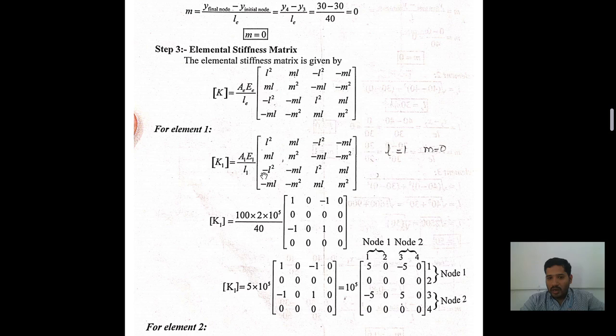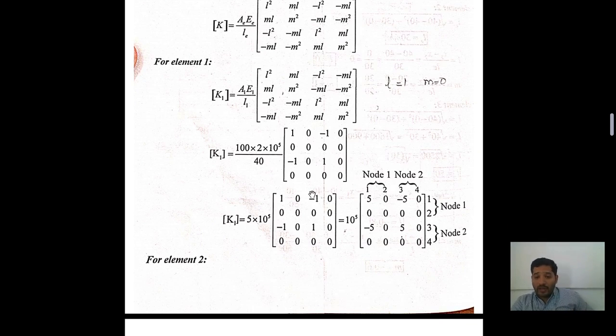Clear? This is over. Come to the third row, in which minus L square. L square is 1 square, which is 1, minus M into L, that is 0 into 1, which is 0. L square is 1 square, value 1 only, and M into L means you need to multiply, 0 into 1 is 0. Clear? Minus 0 into 1 is 0, minus 0 square is 0. Clear? So for that reason, always remember this here.